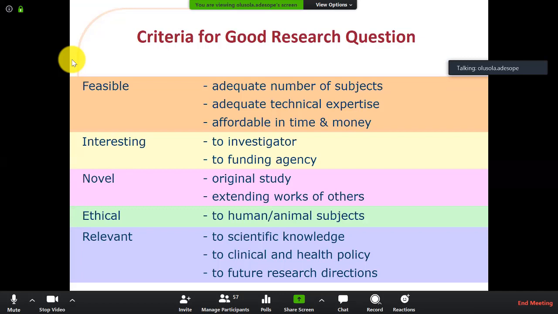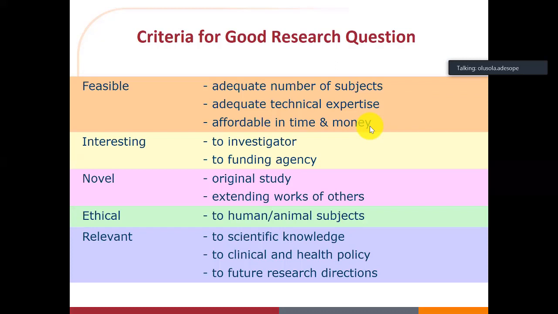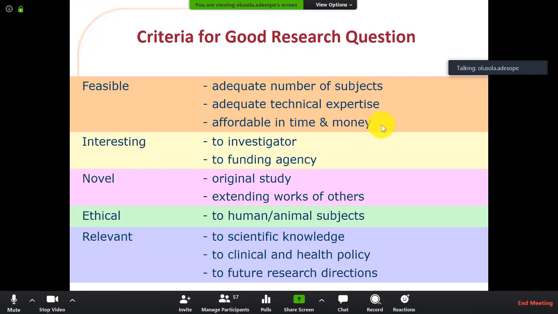There are different criteria for good research questions. A good research question should be feasible. You need to have an adequate number of participants or subjects, adequate technical expertise. It should be feasible in terms of affordability in time and money. Many of you are graduate students. You certainly do not want to propose a longitudinal study that will take 20 years to accomplish. That is not feasible. So you need to look at your research question and think about its feasibility within the boundaries or constraints of the time and the money that you have.